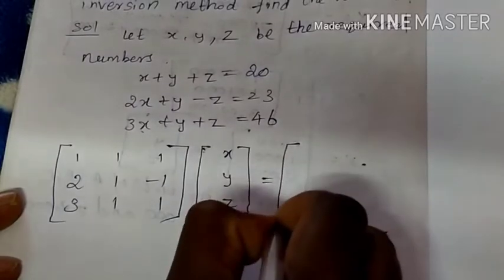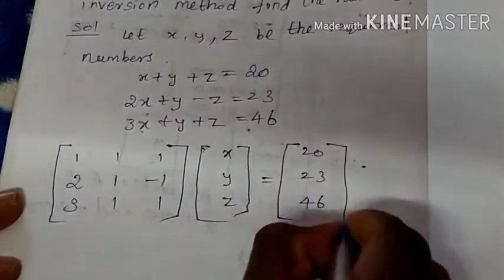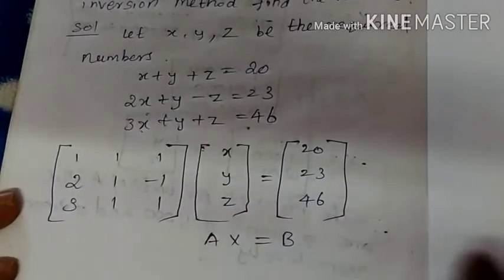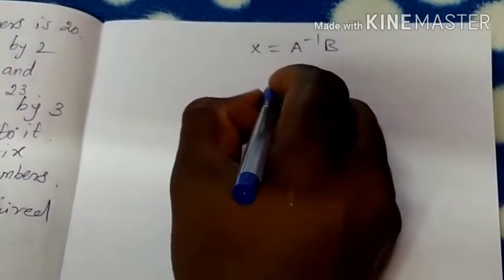Which is equal to the constant values 20, 23, 46. This is the form AX equal to B. Then X is equal to A inverse into B, is it or not? So A inverse is equal to 1 divided by determinant of A into adjoint of A.